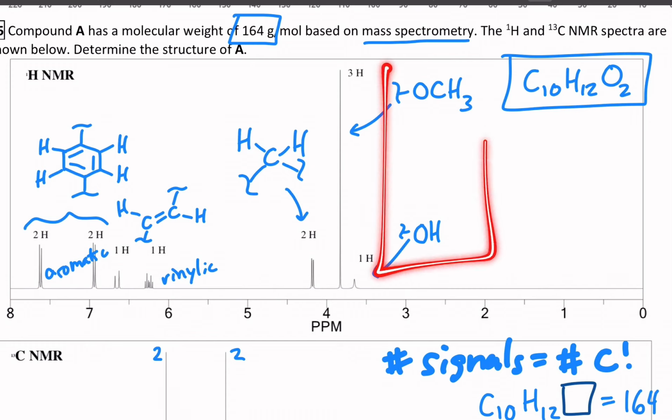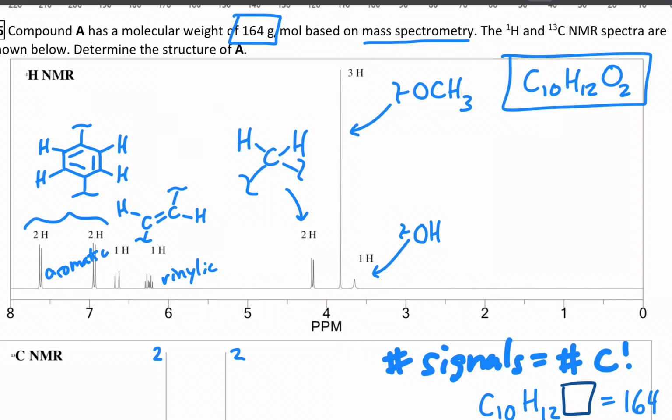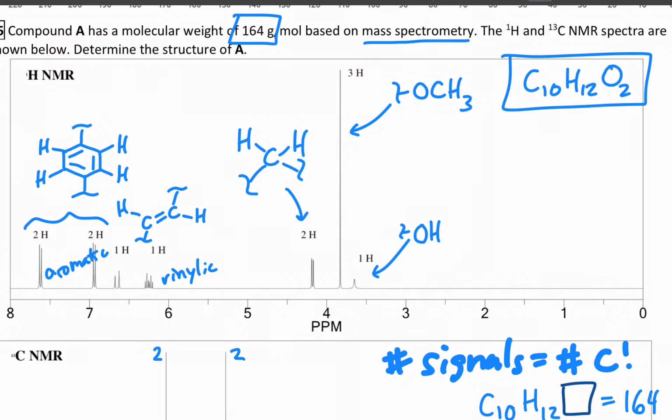Clearly the O-methyl and the OH are the terminal ends, one and the other, and then we have to figure out based on the splitting how the rest of these go together in some sequence. So hit pause and see if you can figure out what order these pieces go together to make our final molecule. Okay, so let's check and see how we did.